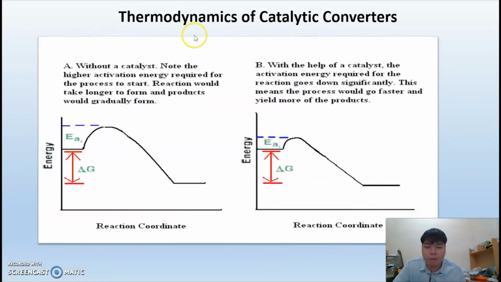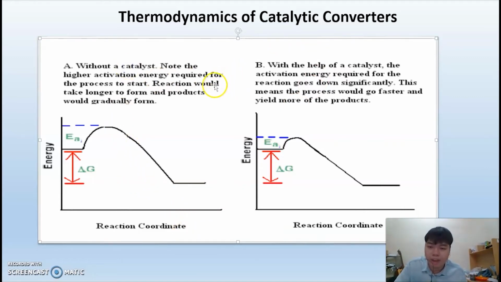Next, the thermodynamics of the catalytic converter. From the graph, the first case is without a catalyst. We can see that a higher activation energy is required for the process to start, so the reactions would take longer and the product would form gradually.